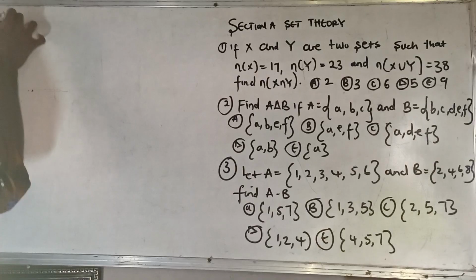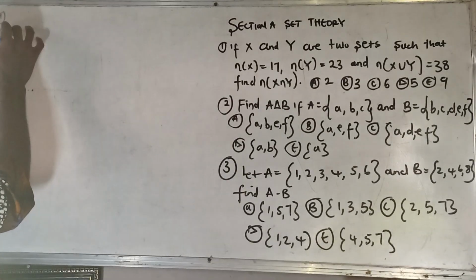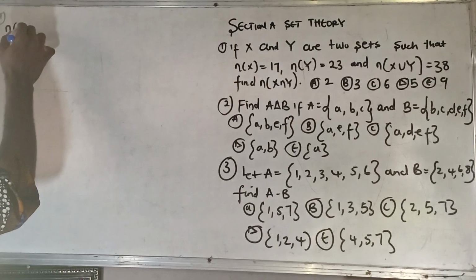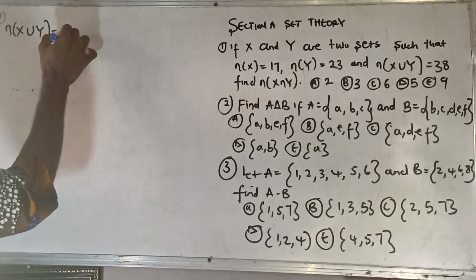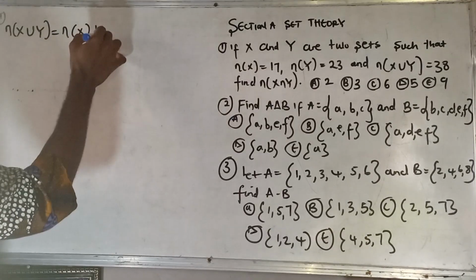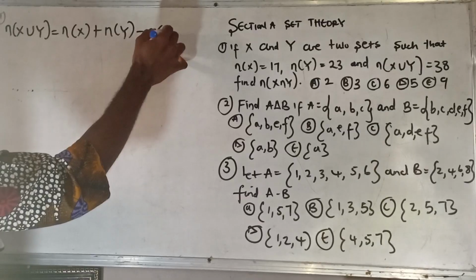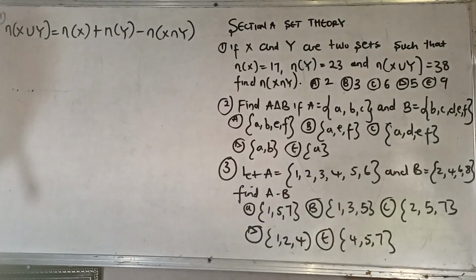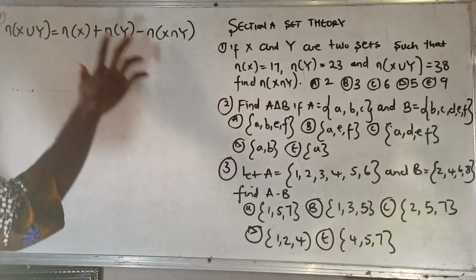Question number one solution. Let me use this marker. Remember that the formula when we have something like X union Y is always equal to the number of X plus the number of Y minus the intersection. That is the formula. The union of these two sets is equal to this.